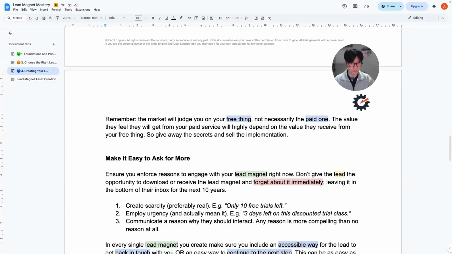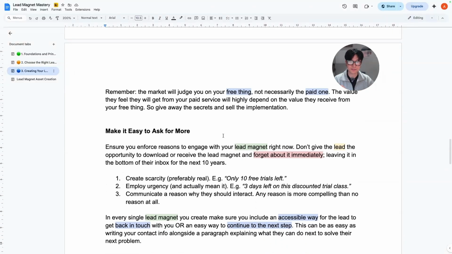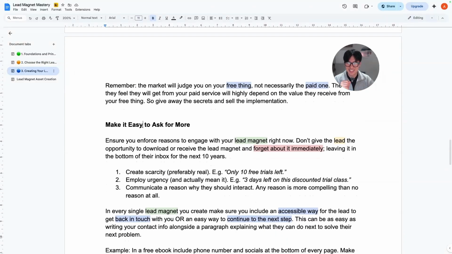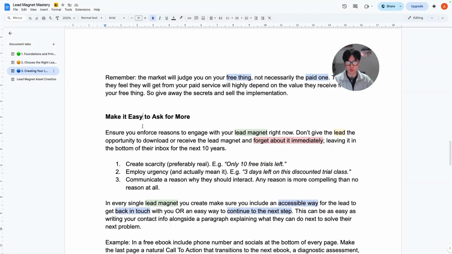So give away the secrets and sell the implementation. Don't keep anything hidden. I know that's a common misconception, to keep all the business secrets to yourself in terms of your service and how good you are. But the more you share for free or for a discounted rate, the more the market will rely on you and trust you and think you're an expert. So do that.